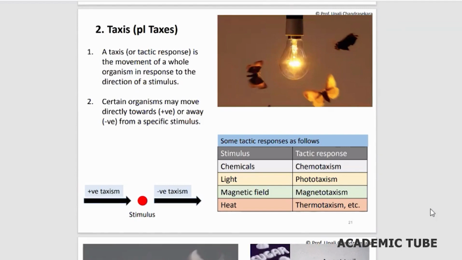Have you seen this? Sachini? Yes, sir. Yeah. So we all have seen that, right? We all have seen that. Now this kind of particular behavior is what you call kinesis.